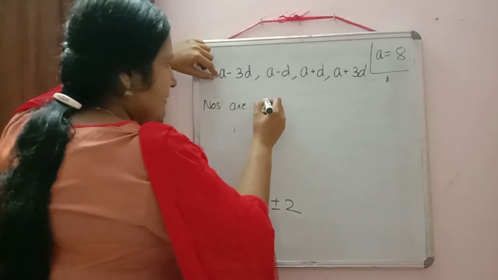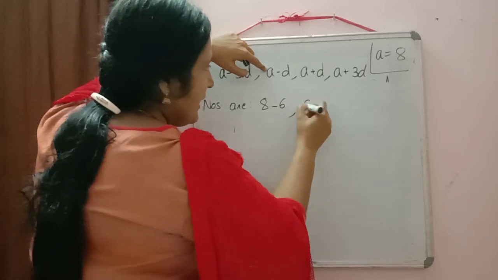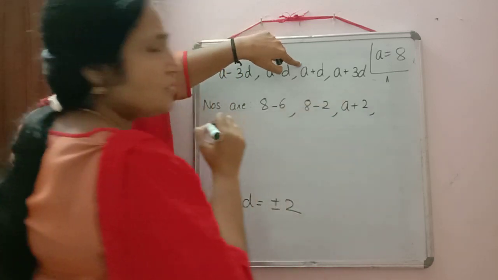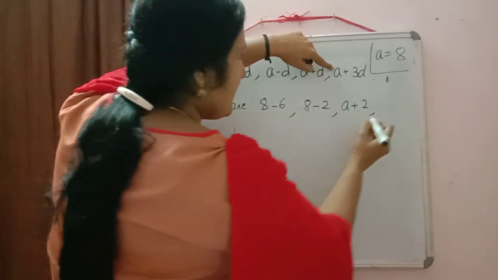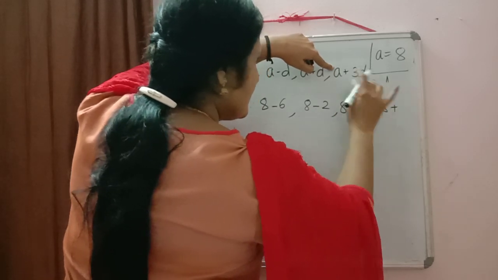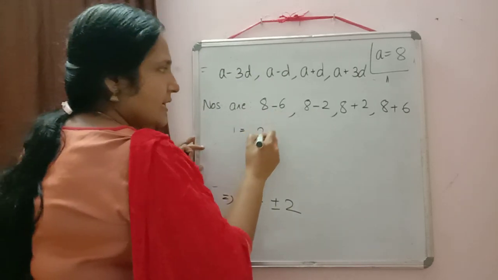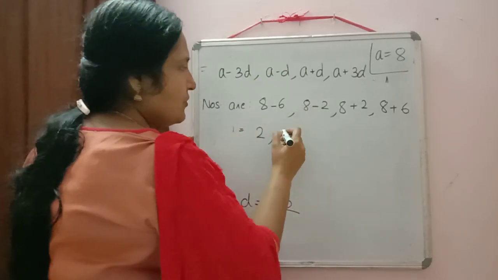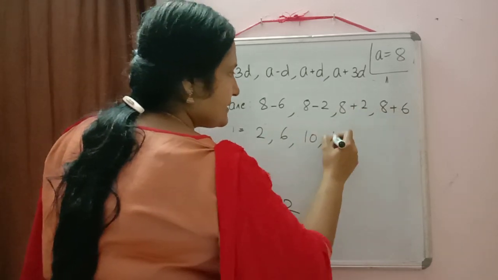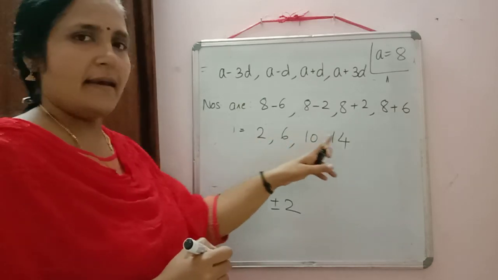So we are taking D is equal to 2. A is equal to 8. So 8 minus 3 into 2, 6. Then 8 minus 2. Then 8 plus 2. And here it will be equal to A plus 3D. 8 plus 3 into 2, 6. So 8 minus 6 is 2. 8 minus 2, 6. 8 plus 2, 10. 8 plus 6, 14. So the numbers are 2, 6, 10, 14.